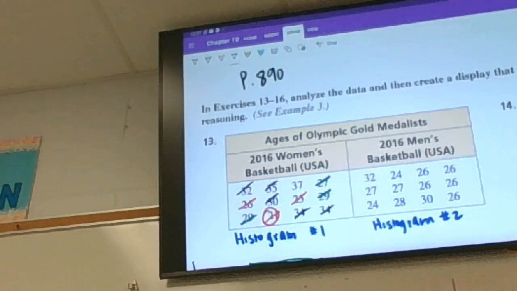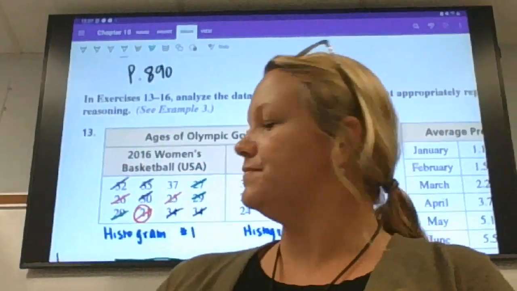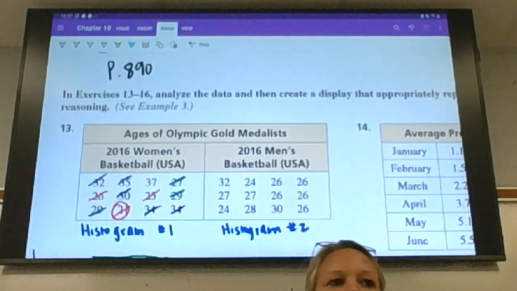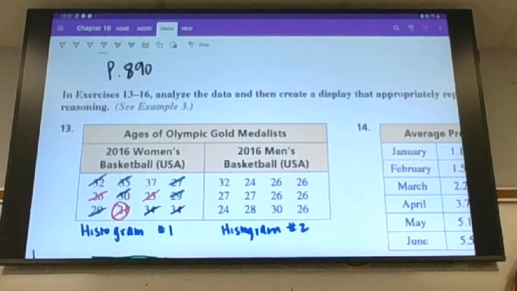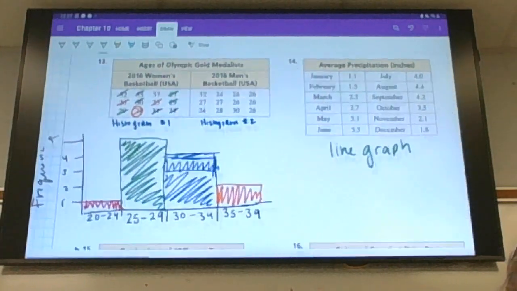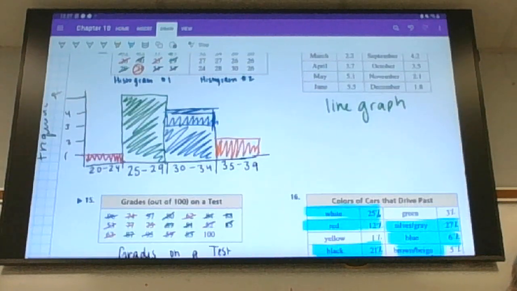What's a stem-and-leaf plot? Are we ready for the stem-and-leaf? Am I behind? Is anybody else ready for stem-and-leaf? Okay, I'll do it. Let's take a break from my histogram and I'm gonna jump to the stem-and-leaf. So I'm gonna head to 15. I'm just gonna get it set up and then I can go back to this.